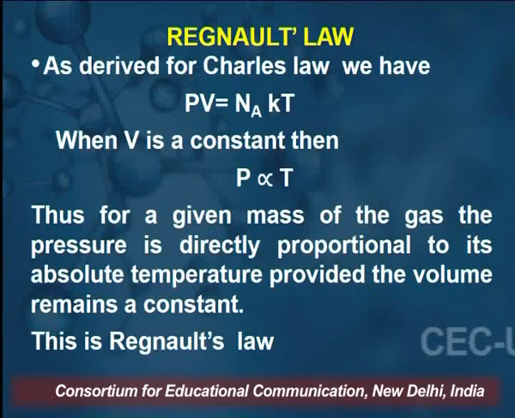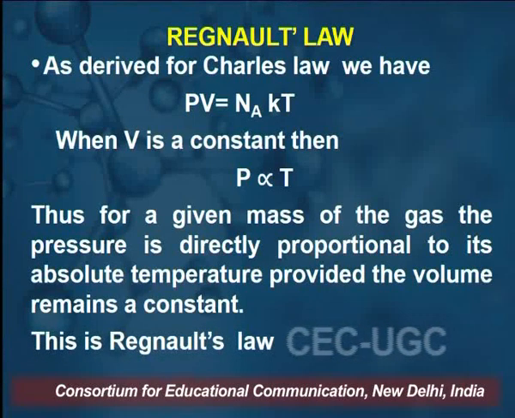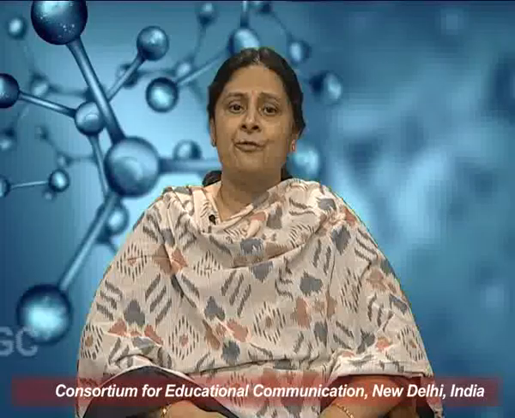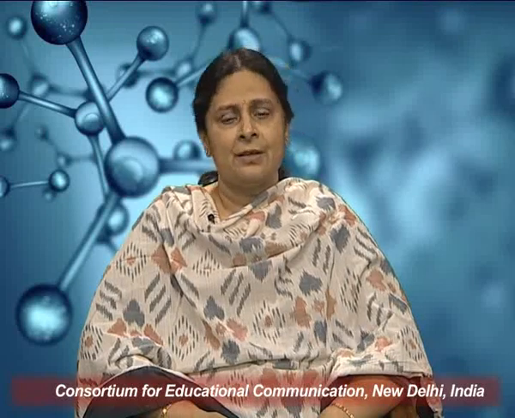Next, let us derive Regnault's law. As derived earlier, we have PV = N_A kT. When volume is a constant, then P is proportional to temperature. Thus, for a given mass of the gas, the pressure is directly proportional to its absolute temperature, provided the volume remains a constant. This is Regnault's law. So we have seen up till now that we can derive Boyle's law, Charles' law and Regnault's law from the expression of pressure.